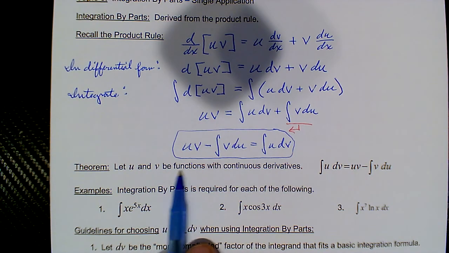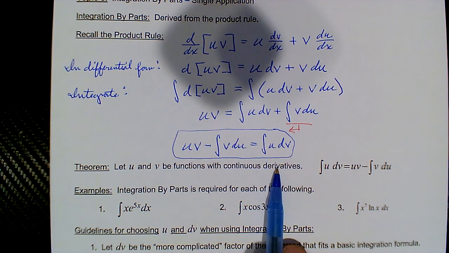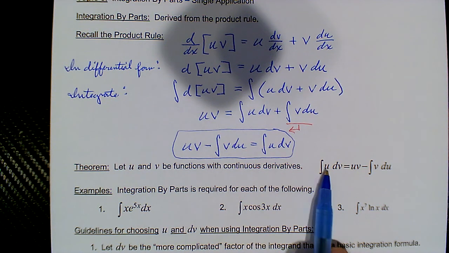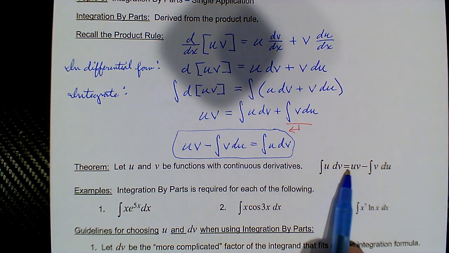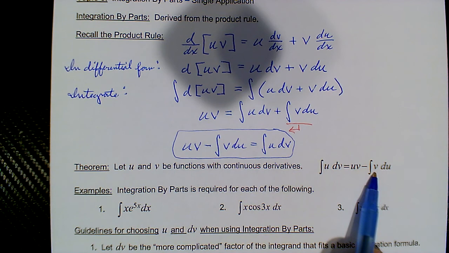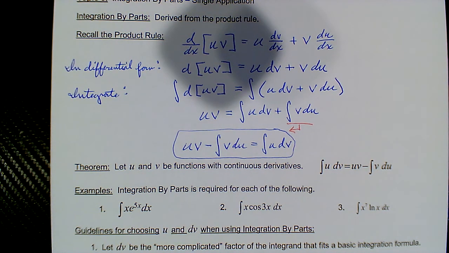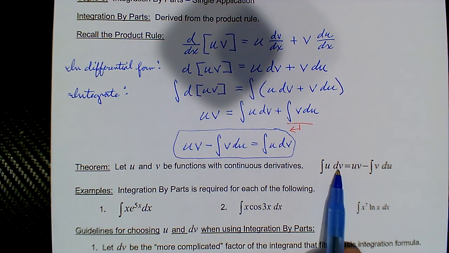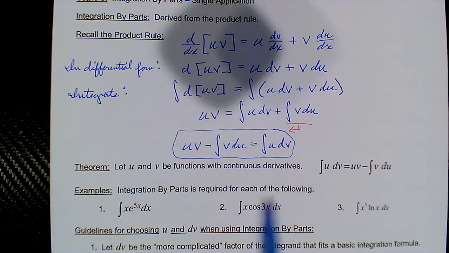So if we let u and v be functions with continuous derivatives, just simply meaning that their derivatives exist and are continuous, then we say that the integral of u dv is equal to u times v minus the integral of v du, so just as we had proven. And so that's our integration by parts formula. And notice that it is a product of two different types of functions. We have a u and a dv. And it's required for situations like the following.